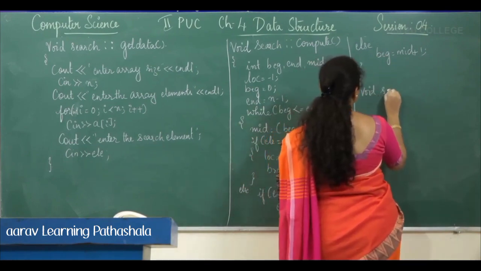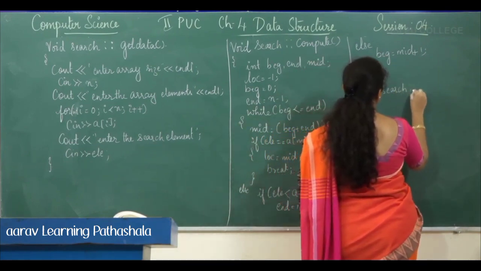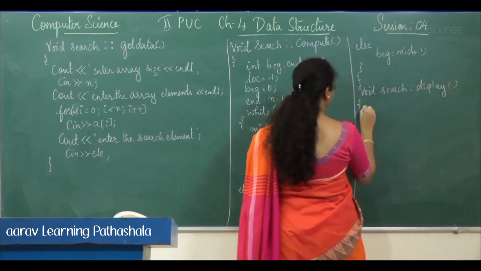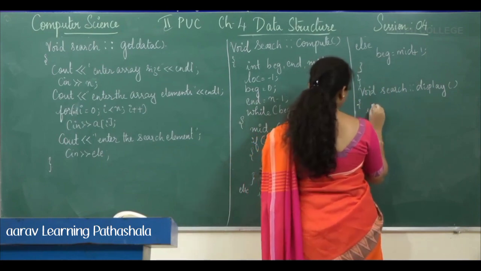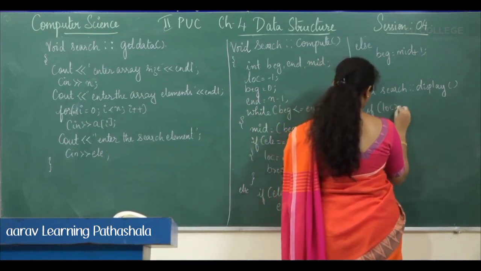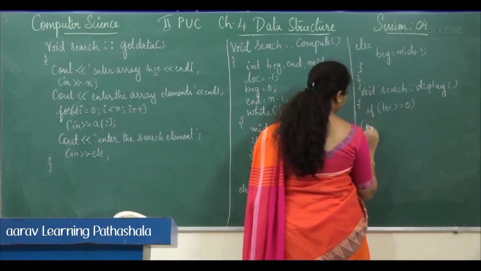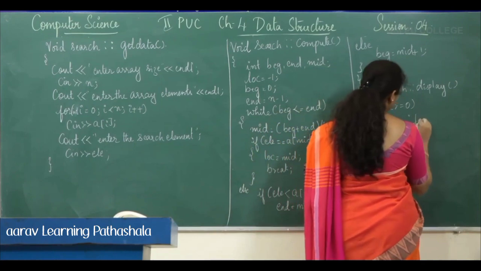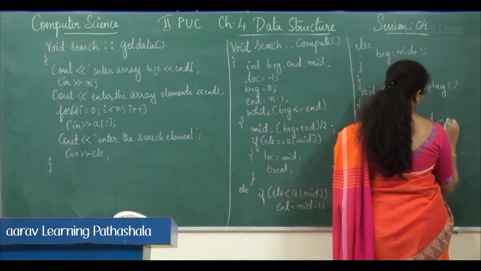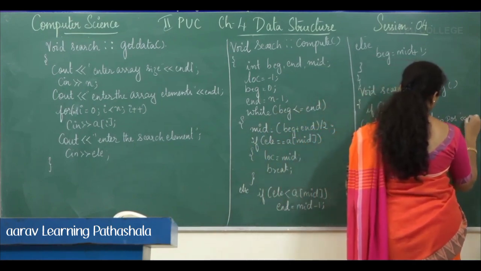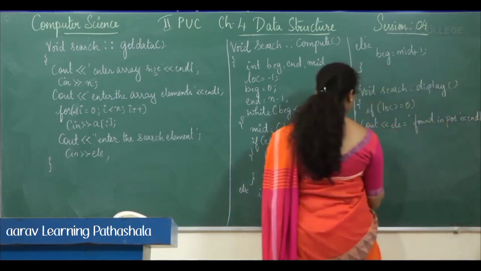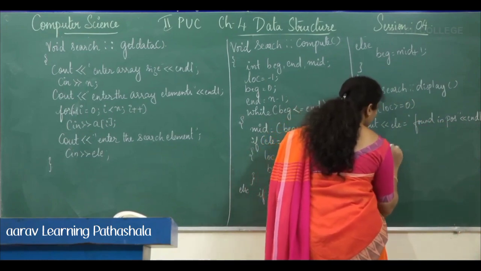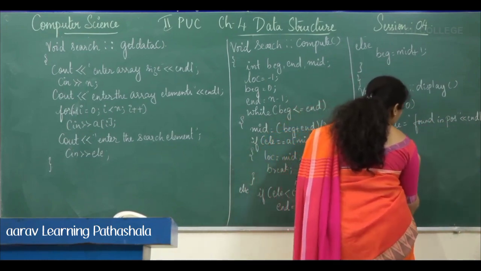Next we have to use the display function to display the location of the element. If location is greater than or equal to 0, cout element is found in position. Else cout element is not found.